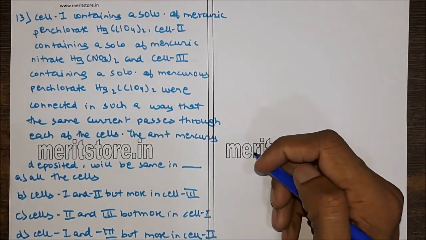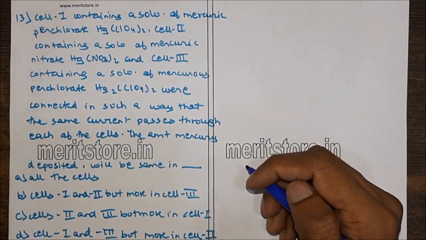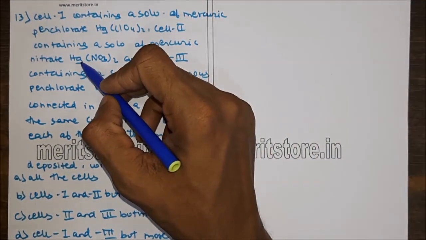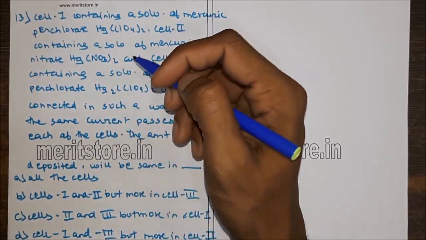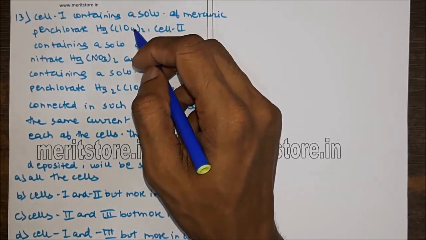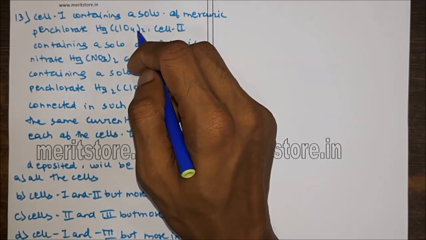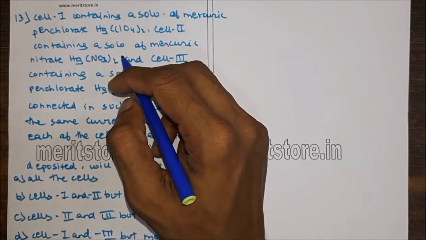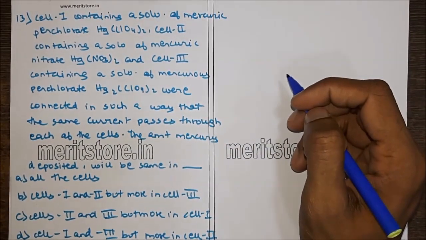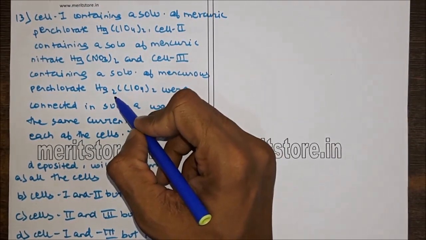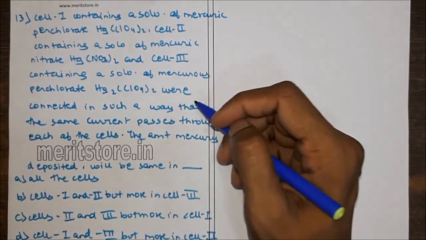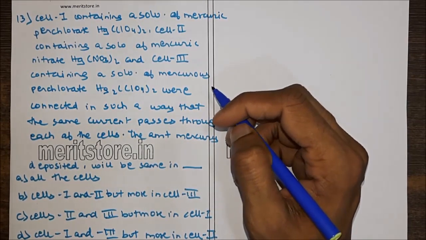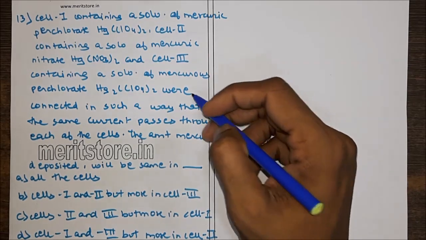Question 13. Cell 1 containing a solution of mercuric perchlorate, that is Hg(ClO4)2, cell 2 containing a solution of mercury nitrate, that is Hg(NO3)2, and cell 3 containing a solution of mercurous perchlorate, Hg2(ClO4)2, are connected in such a way that the same current passes through each of the cells. The amount of mercury deposited will be the same in, we're given 4 options.